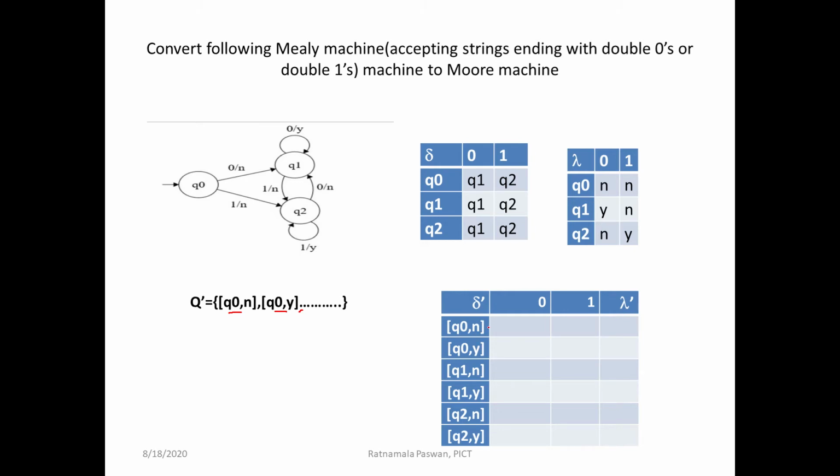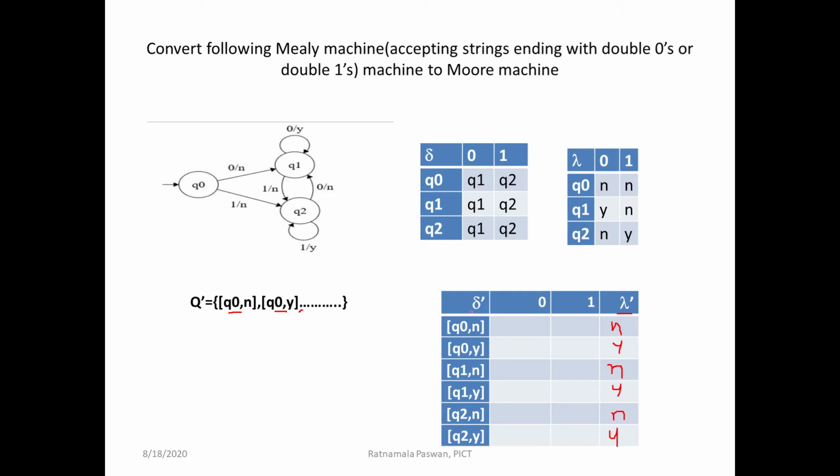So the machine function of a state is nothing but the output symbol associated with that state. As you can see, Q0 comma N, output is N here. So machine function is N for this. Similarly, you can find it for all the states: N, Y, then N again. Here the output is Y, here the output is N, and here the output is Y. So we are getting the machine function. It's very simple. You just look at the state and find out the output symbol.